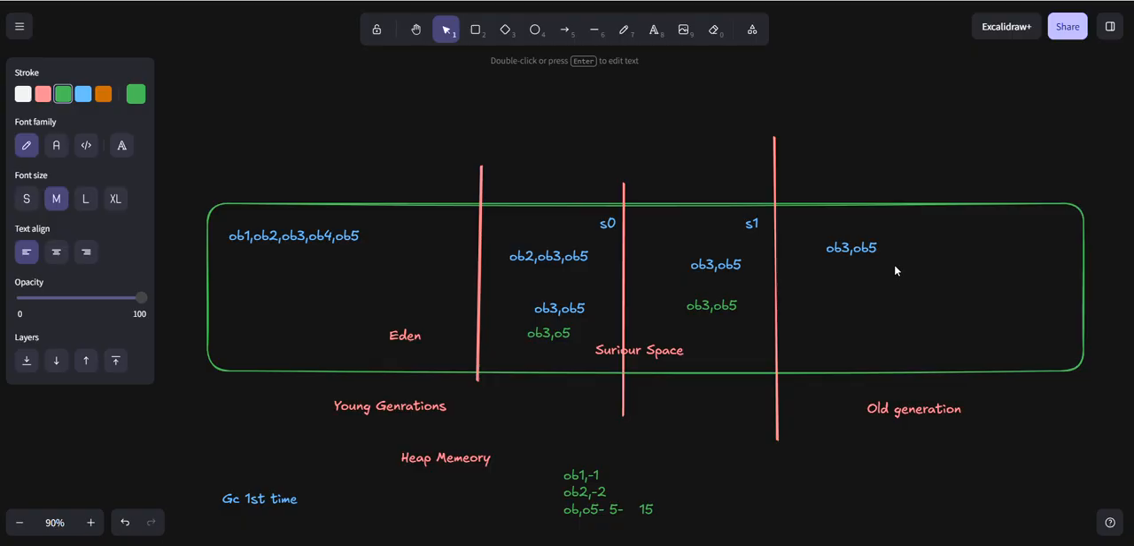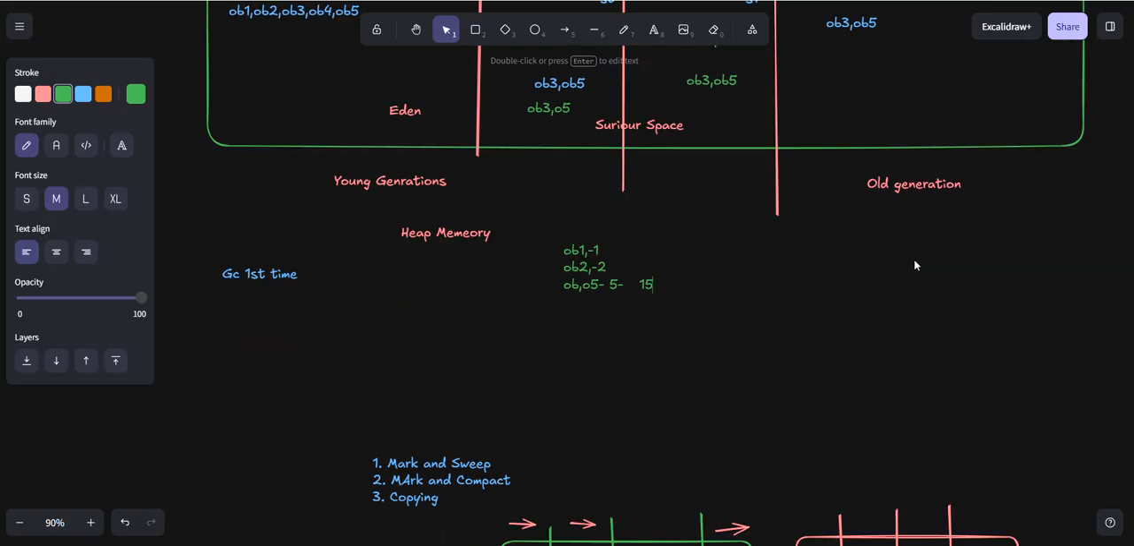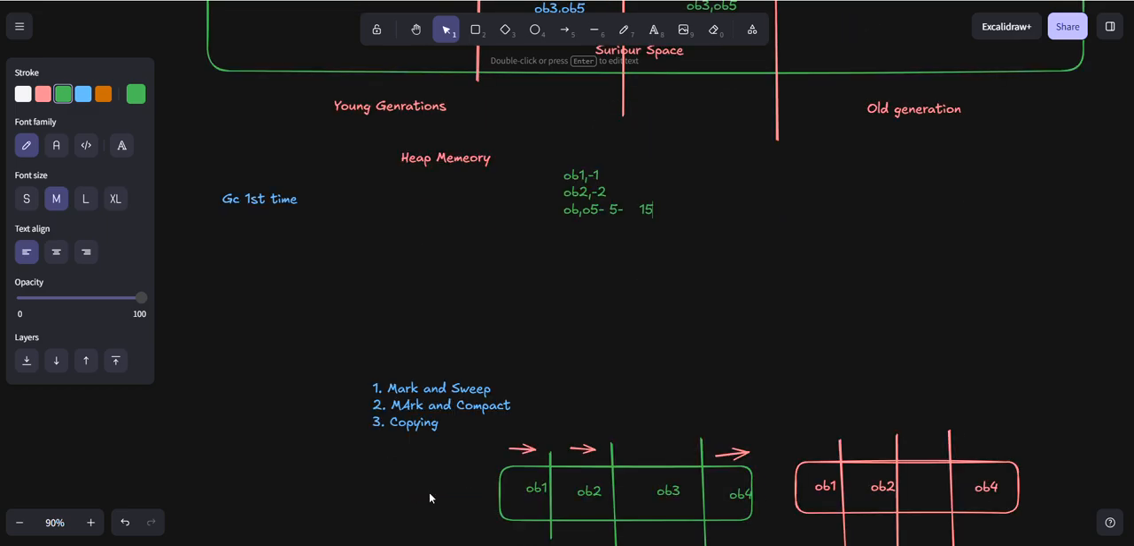Okay, till now, hope all of you are clear. The next part is algorithms. There are three algorithms in GC. One is mark and sweep, another is mark and compact, and the third is the copying algorithm. I will explain mark and sweep first.